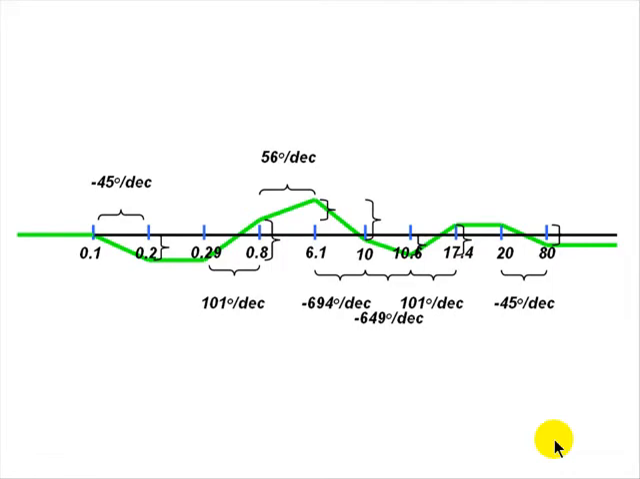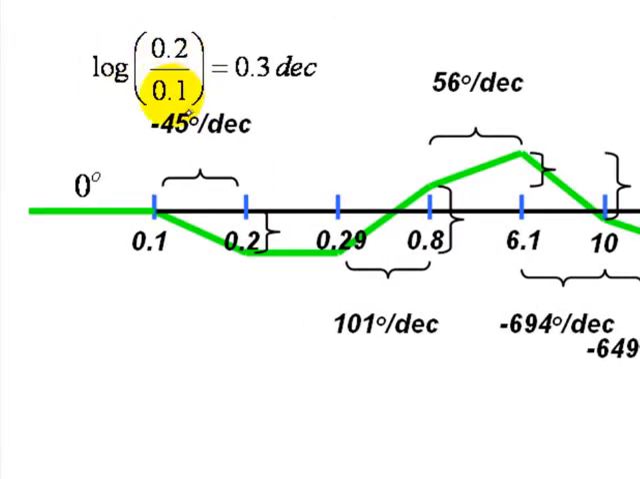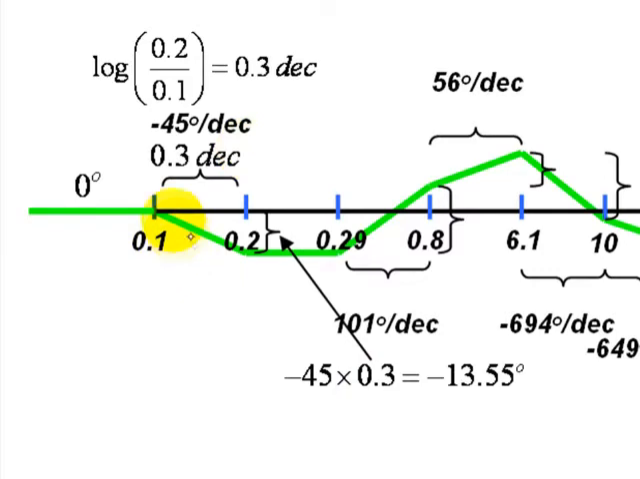We enter a 0 degrees vertical axis value because there is no zero or pole at 0 radians per second. The decade's distance between 0.1 and 0.2 is log of 0.2 divided by 0.1, that is 0.3 decades. Multiply that times the slope, negative 45, and get the actual drop between the first two knee points, 13.55 degrees.